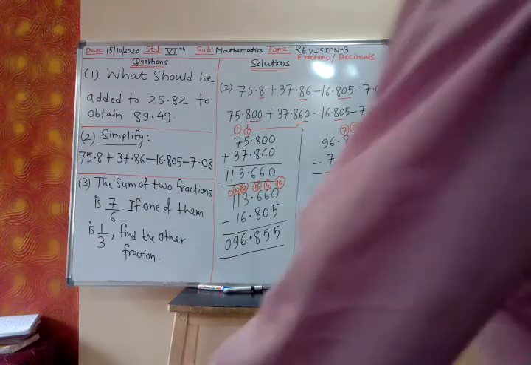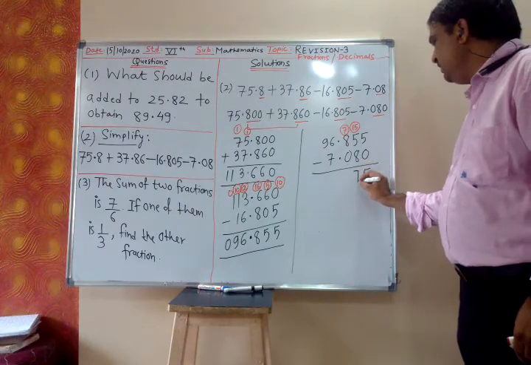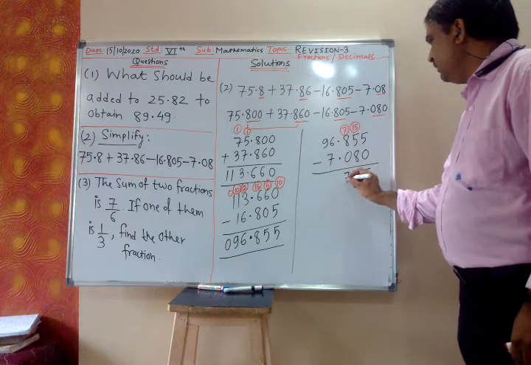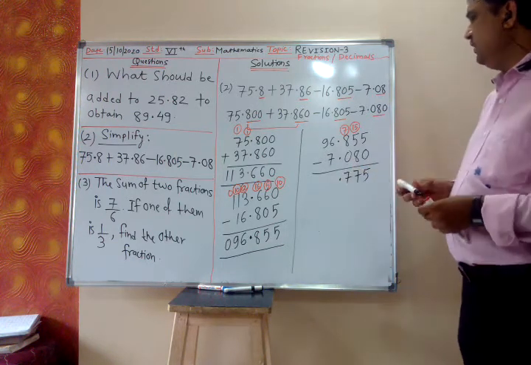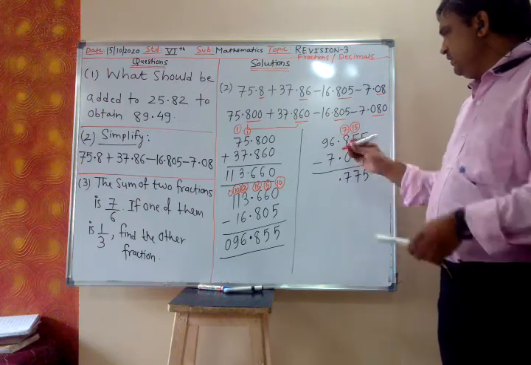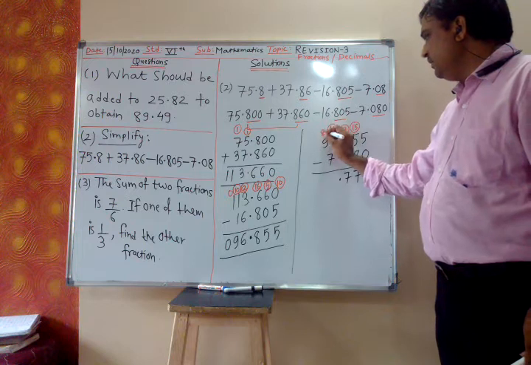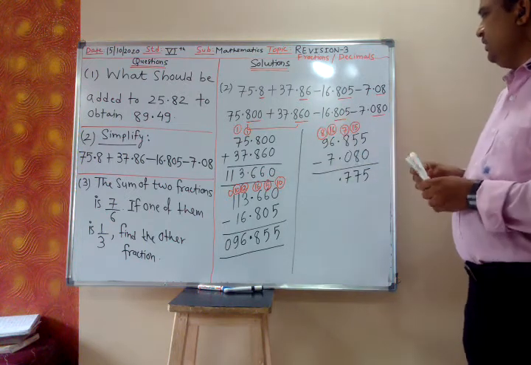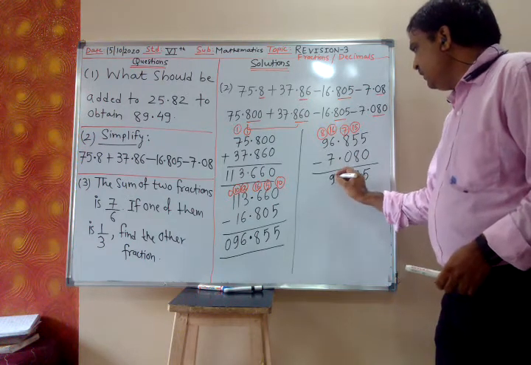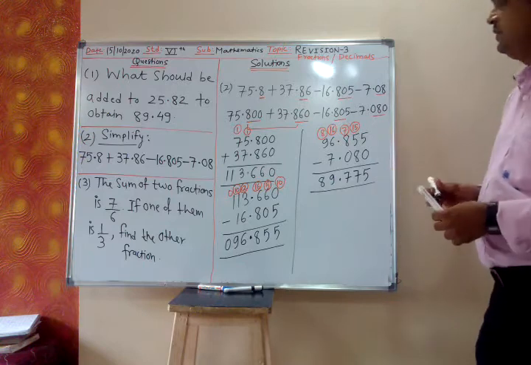Okay. Now 15 minus 8 is 7. And then 7 minus 0 is 7. Then, wait, 6 and 7. This 6 becomes 16 and 9 becomes 8. 16 minus 7 is 9 and 8 minus 0 is 8. So answer is 18.